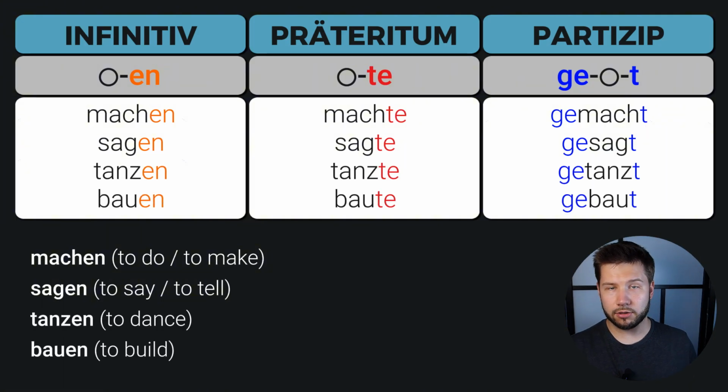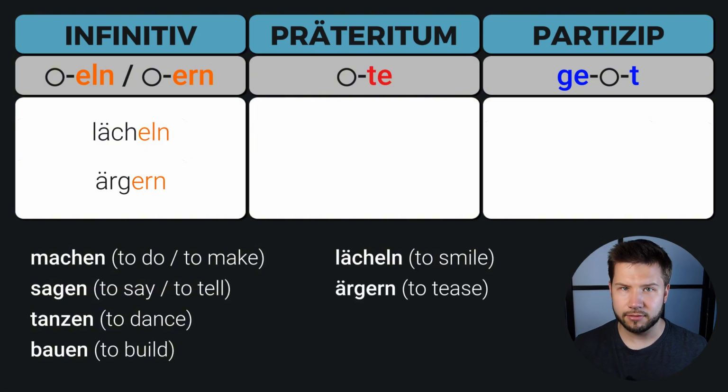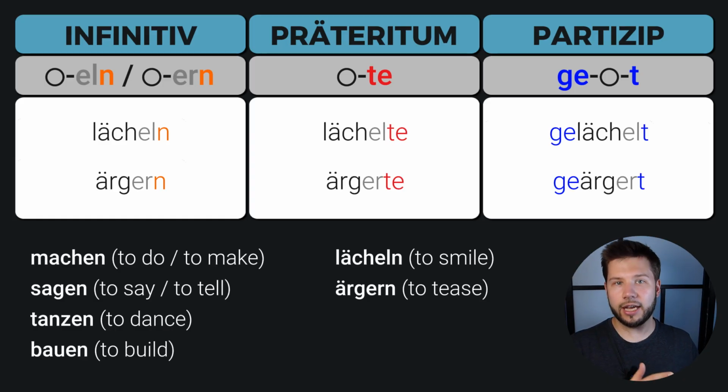Bauen, baute, gebaut. But what if the verb ends in eln or ern, like in lächeln or ärgern? Well, it's pretty straightforward. Instead of the en, just replace the n and you're good. Lächeln, lächelte, gelächelt. Ärgern, ärgerte, geärgert.